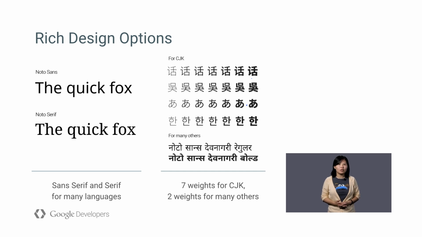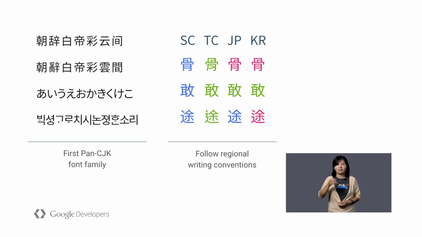Noto provides sans-serif and serif styles for many languages. It supports 7 weights for CJK and 2 weights for many other languages. In some cases, Noto represents the frontier of font development. For example, Noto Sans CJK is the very first pan-CJK font family in the world. It supports ideographic characters following different regional writing conventions for simplified Chinese, traditional Chinese, Japanese, and Korean users.